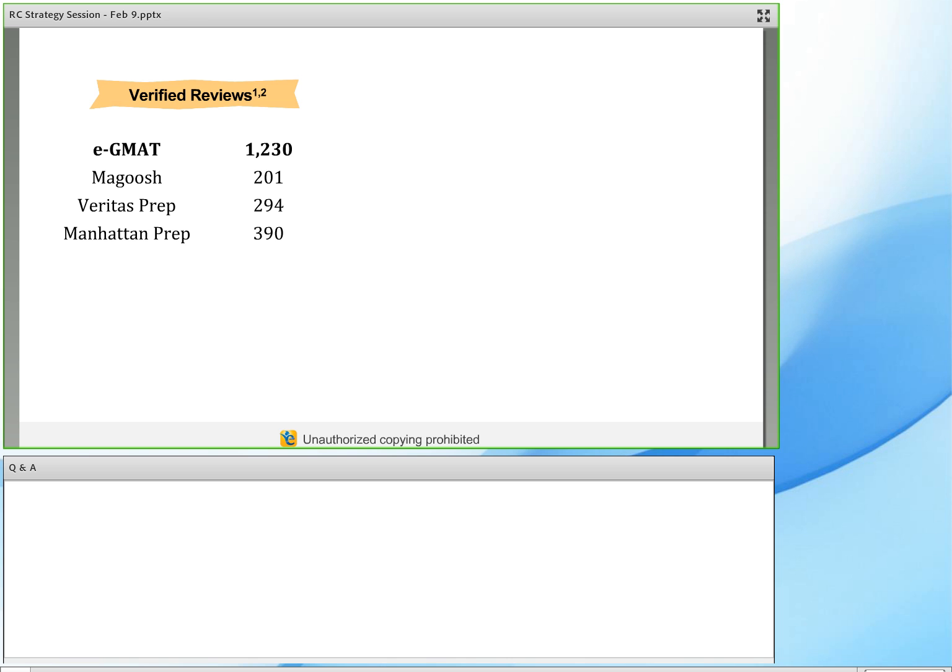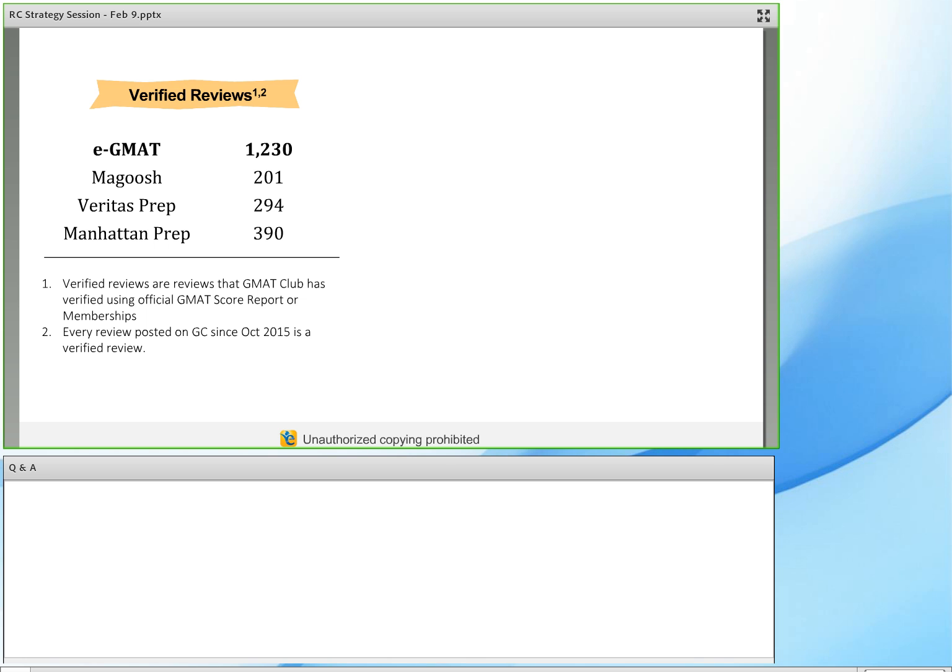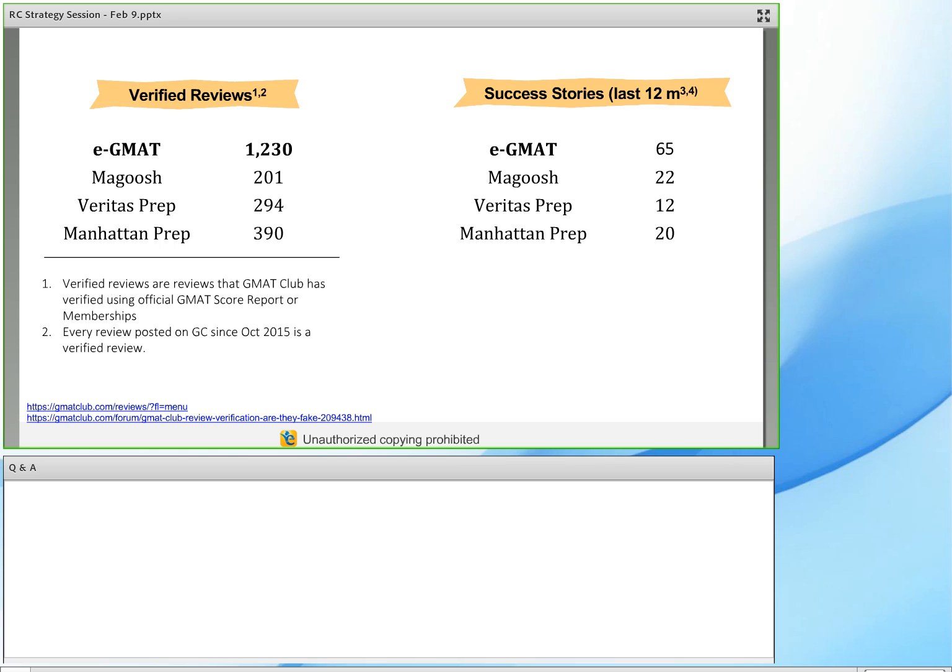The first data point that we recommend you look at is the number of verified reviews over the last 3 years. When you compare e-GMAT to other major prep companies, you're going to realize that there are more verified reviews for e-GMAT than for all these companies combined. Similarly, if you look at the number of success stories, you're going to see a very similar picture. More success stories mention e-GMAT than mention all these other major prep companies combined, and the success stories are only over the last 12 months.